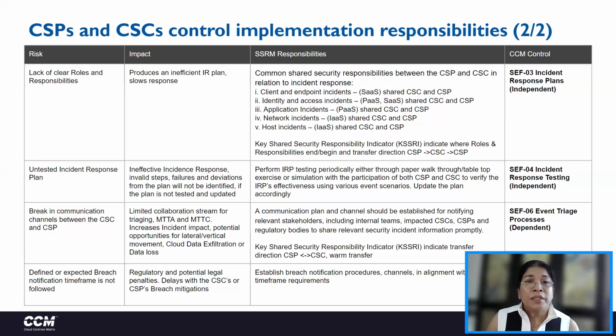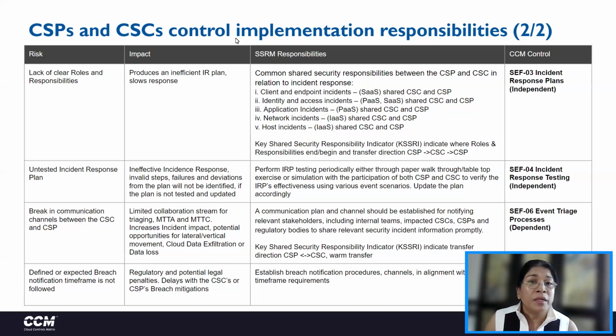So here are 4 potential risks with common shared security responsibility misunderstandings, the negative impact, and how the shared implementation responsibilities guidelines and the specific security incident management, e-discovery, and cloud forensics SCF control can help address the risk or reduce the impact. The first risk is lack of clear roles and responsibilities between the cloud service provider and the cloud service customer. The impact is an inefficient incident response plan and a slower response.